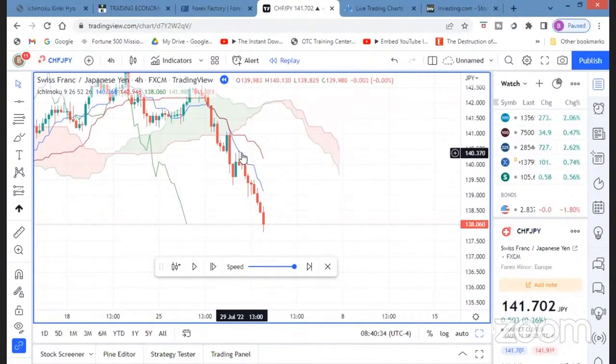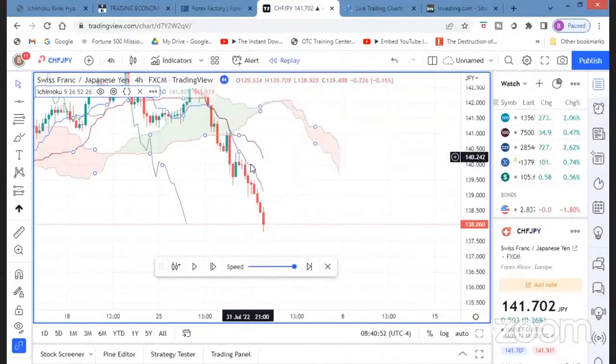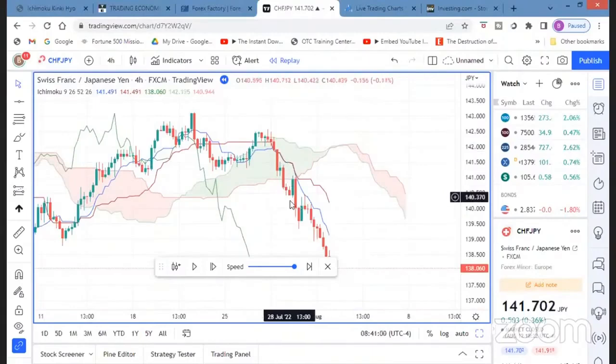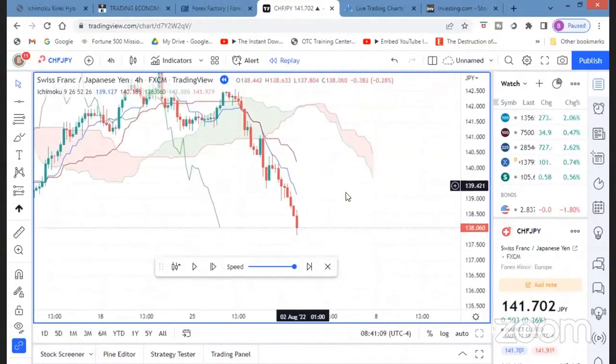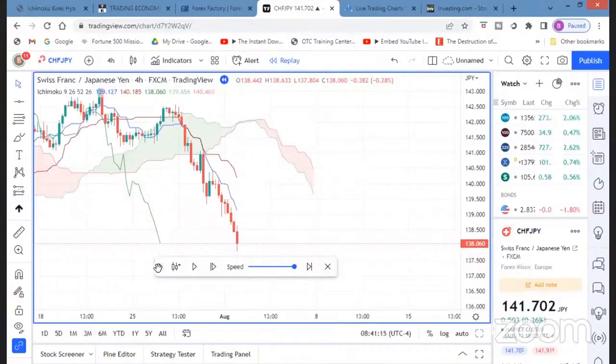Let me check the settings on this one. Your conversion line is in blue here, so this is your Tenkan-sen in blue. Your baseline is in red. That's your Kijun, so this is your 26, this is your 9. Look at the crossover there and how it's pressing price straight down. Look at your Chikou span. Look at the breakout. Gotta love cloud breakouts. We close, bang.